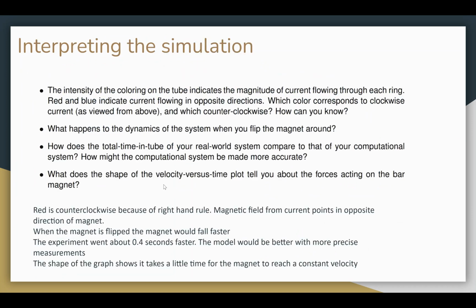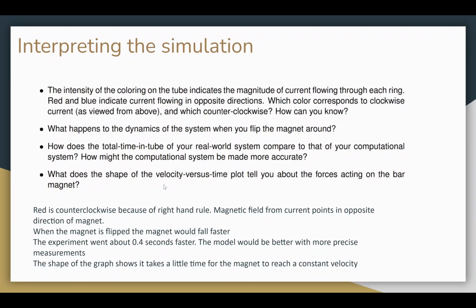Interpreting the simulation, the red is counterclockwise because of the right-hand rule. The magnetic field from the current points in the opposite direction of the magnet, so the blue would be clockwise. And when the magnet is flipped, the magnet would fall faster because the south end is going down. And the experiment went about 0.4 seconds faster than the computational model.